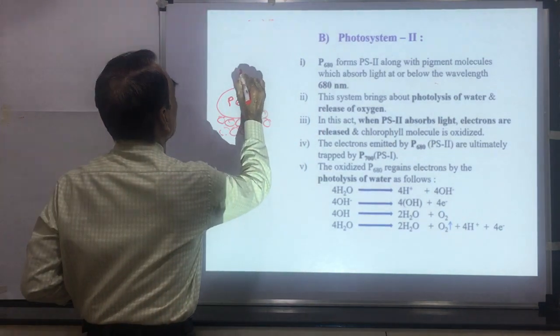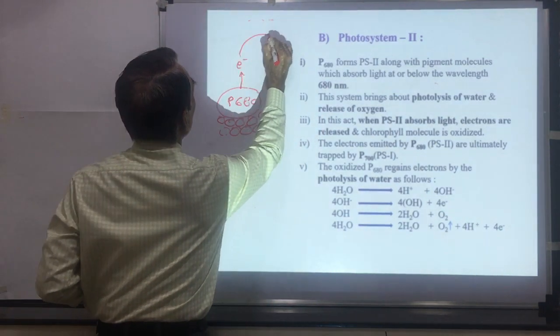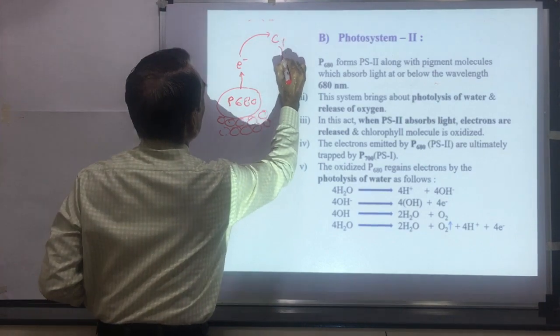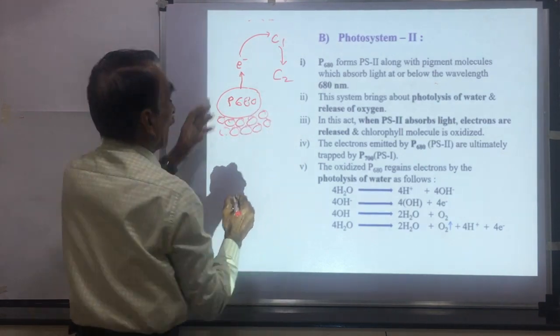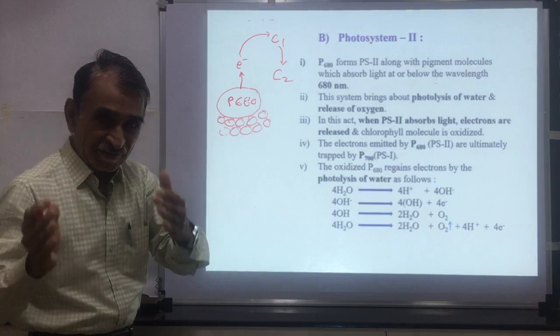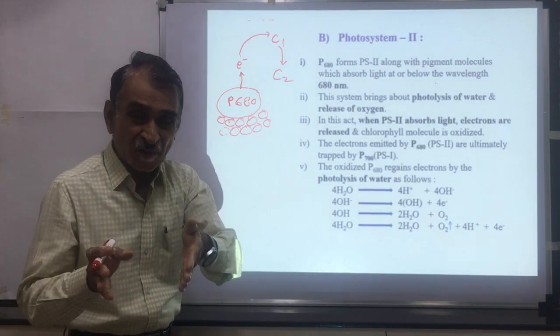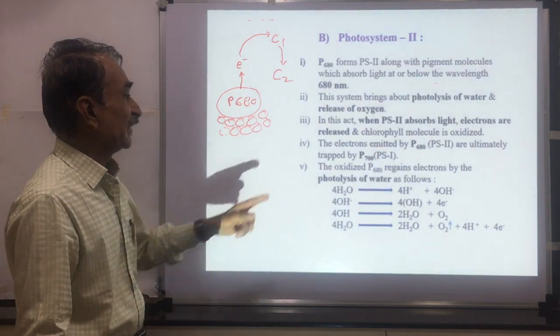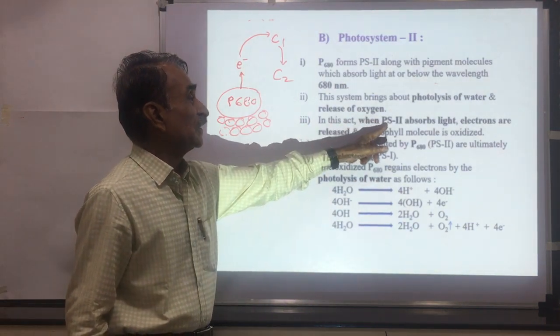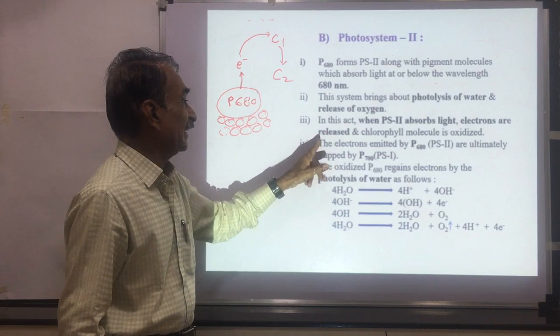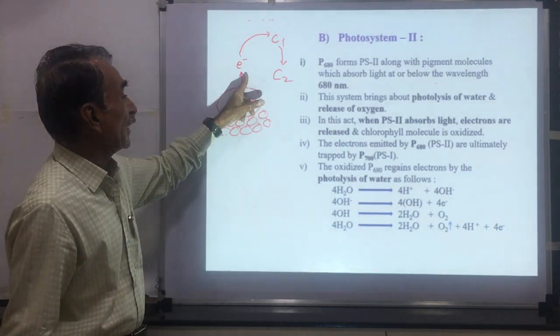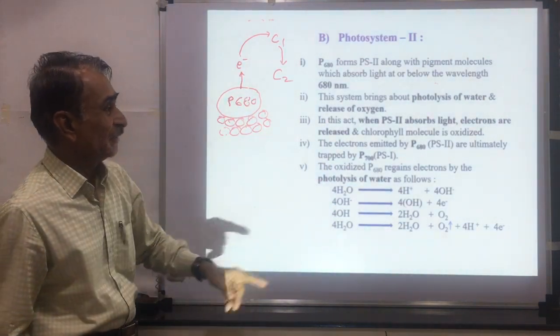Here in this case electrons are given out. These are moving through different carriers, carrier 1, 2, 3, etc. We shall see the details of it later on. And in this case, there is photolysis of water, breakdown of water. In this act, photosystem second absorbs light, electrons are released, and the chlorophyll molecule is oxidized.